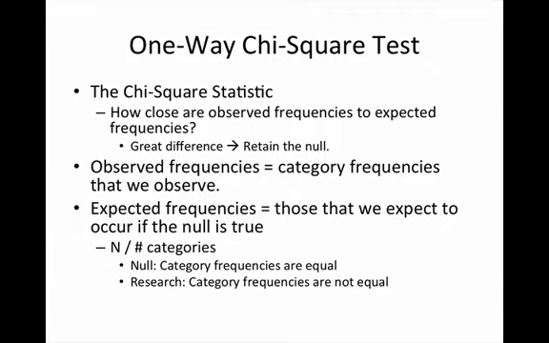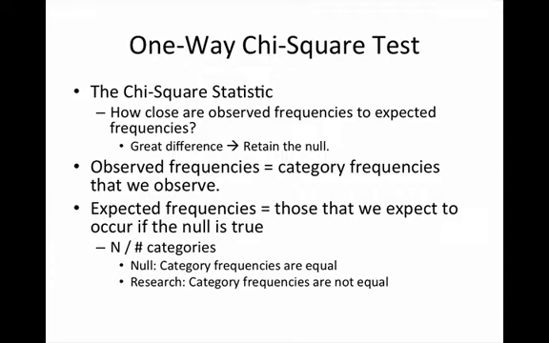Now, the one-way chi-square test allows us to ask questions like how close are observed frequencies to our expected frequencies? So given a categorical variable like choice of major, business, marketing, HR, we're looking to see whether or not those category frequencies are equal. If those category frequencies are equal, then we should retain the null. But if there's a great difference, then we should reject this null.